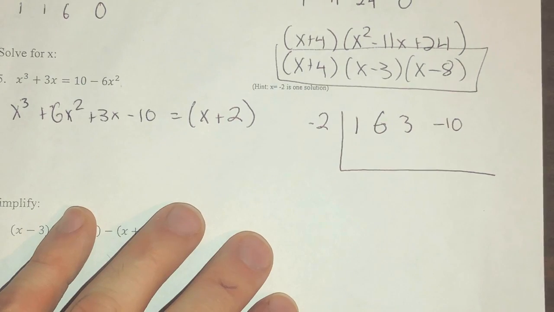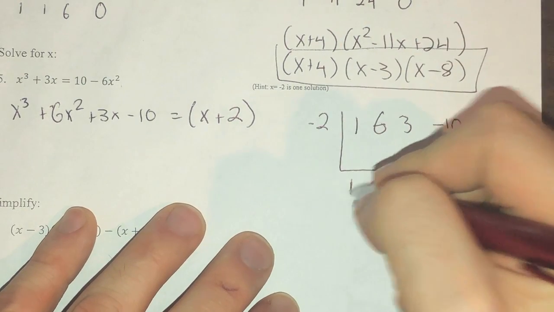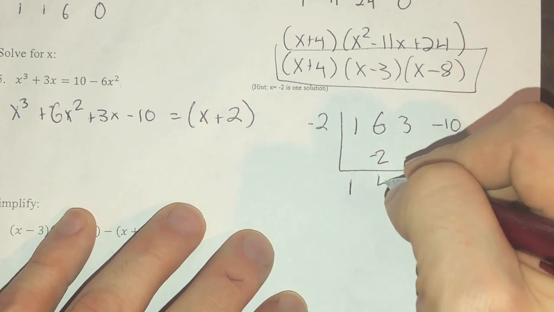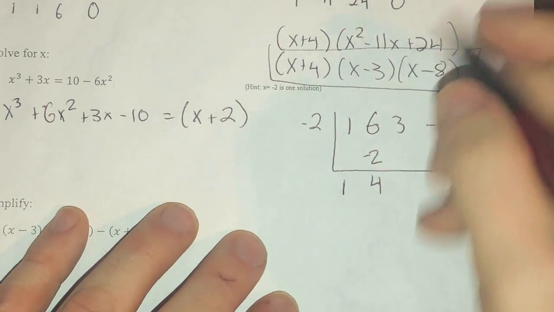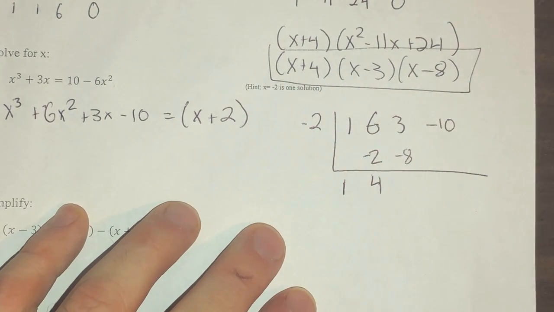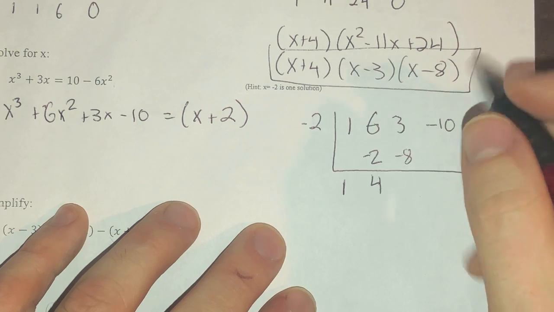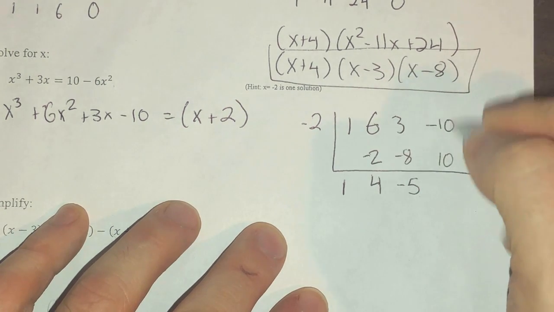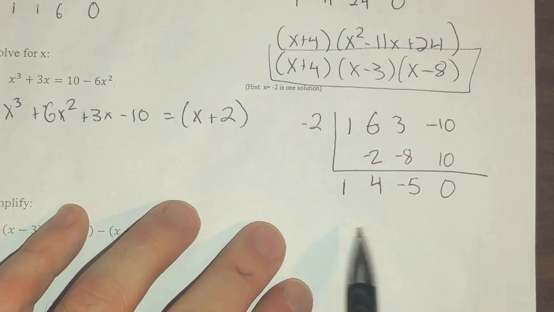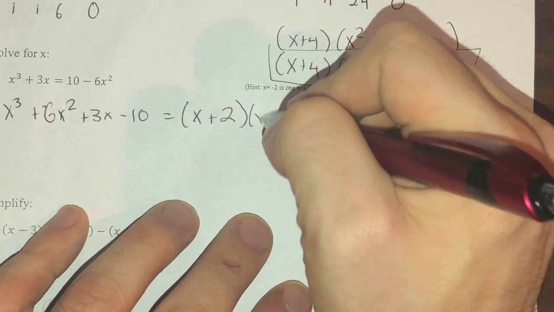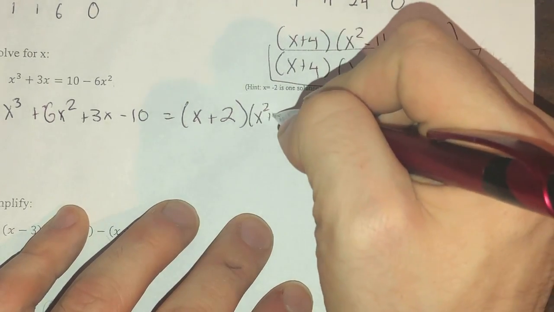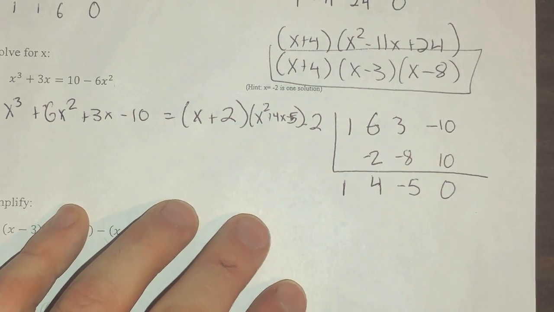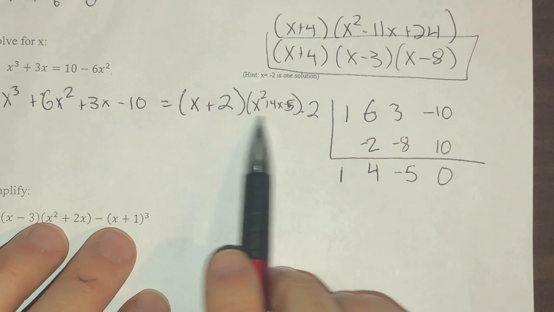Okay. So here I go. Bring down the 1. I get a 1. 1 times negative 2, negative 2. 6 minus 2 is 4. 4 times negative 2, that's negative 8. 3 plus negative 8, that's going to be negative 5. Negative 5 times negative 2 is 10. 10 plus negative 10 is 0, as expected. So I have x squared plus 4x minus 5. Okay, that's my factoring. Let's see, can I break this down more?